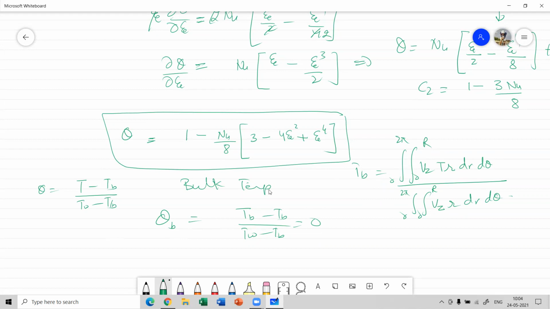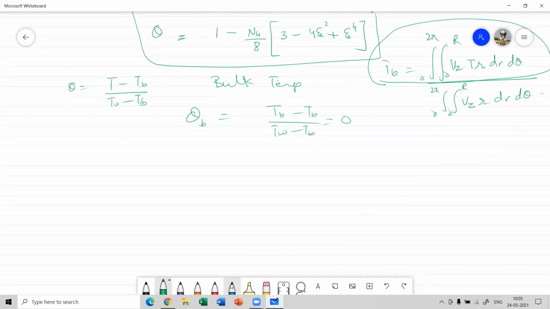Now theta B will be nothing but this expression equal to 0, because numerator by denominator is equal to the bulk temperature, and the bulk temperature is equal to 0. So that means the numerator part is equal to 0. The numerator part is basically this expression in terms of dimensionless variables, theta zeta, equal to 0, integrated from 0 to 1, because 0 to R means zeta is 0 to 1.